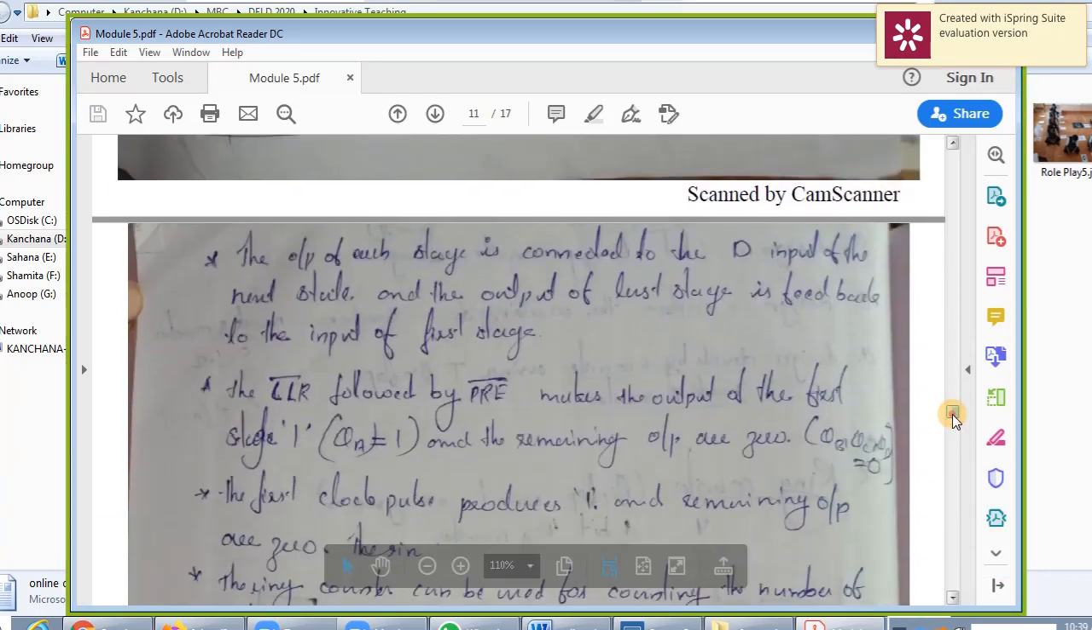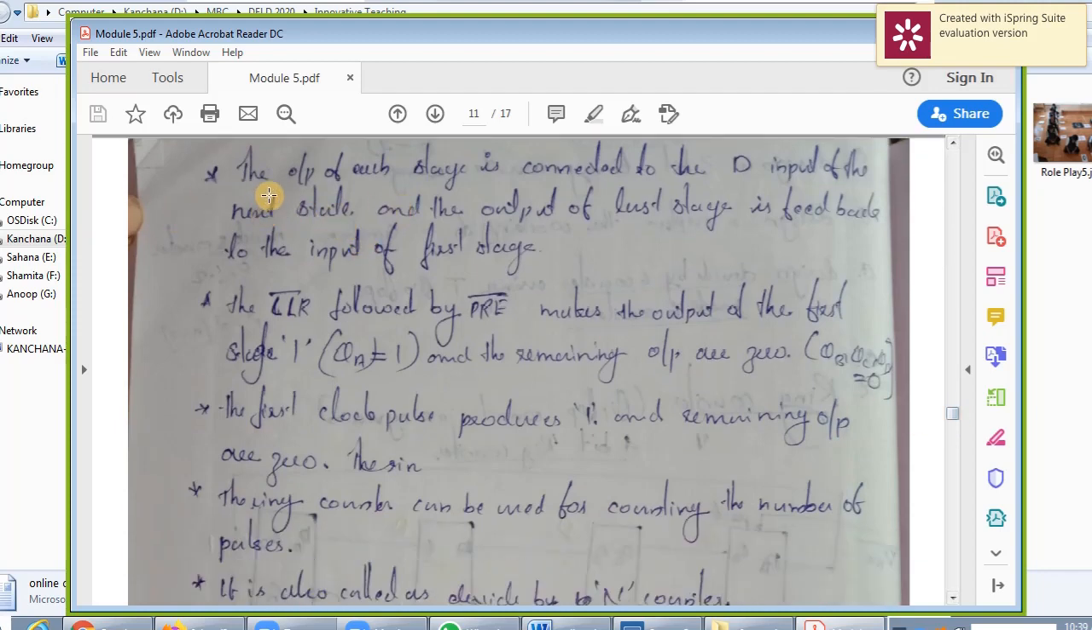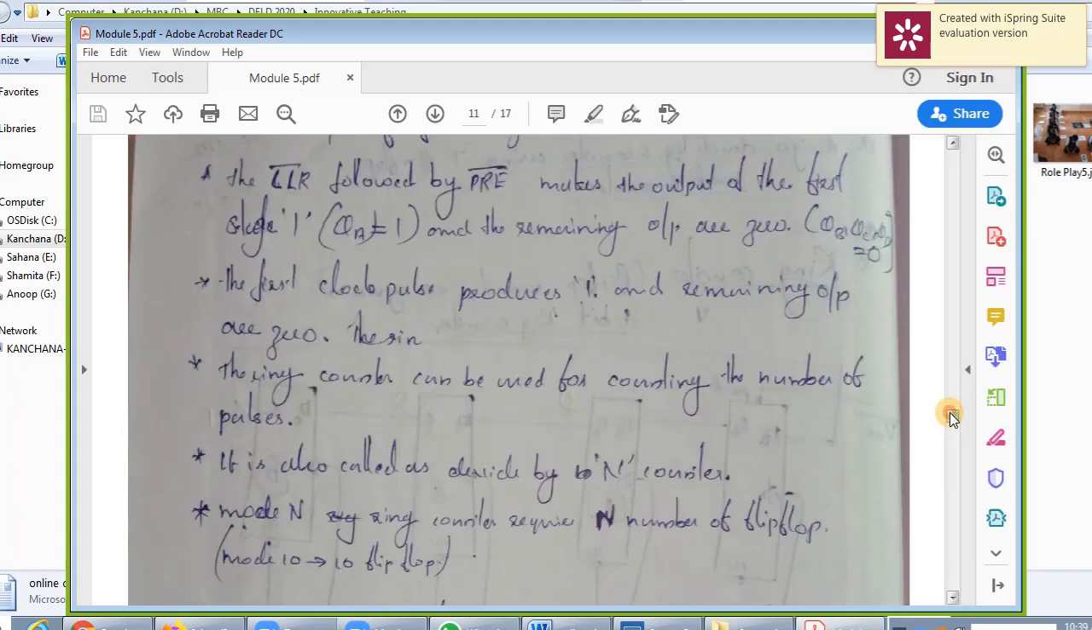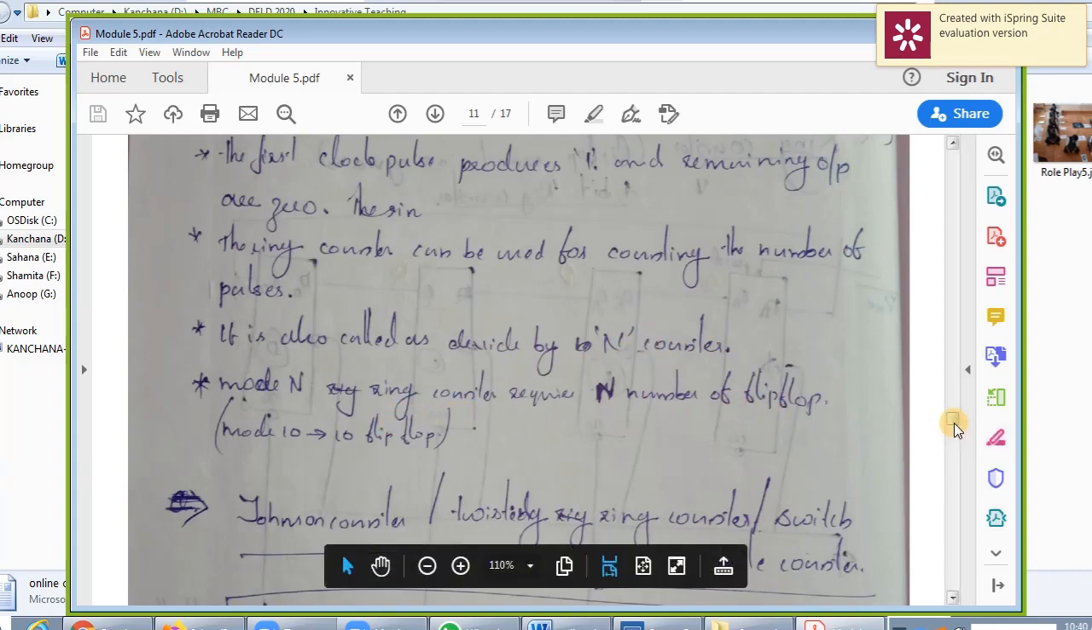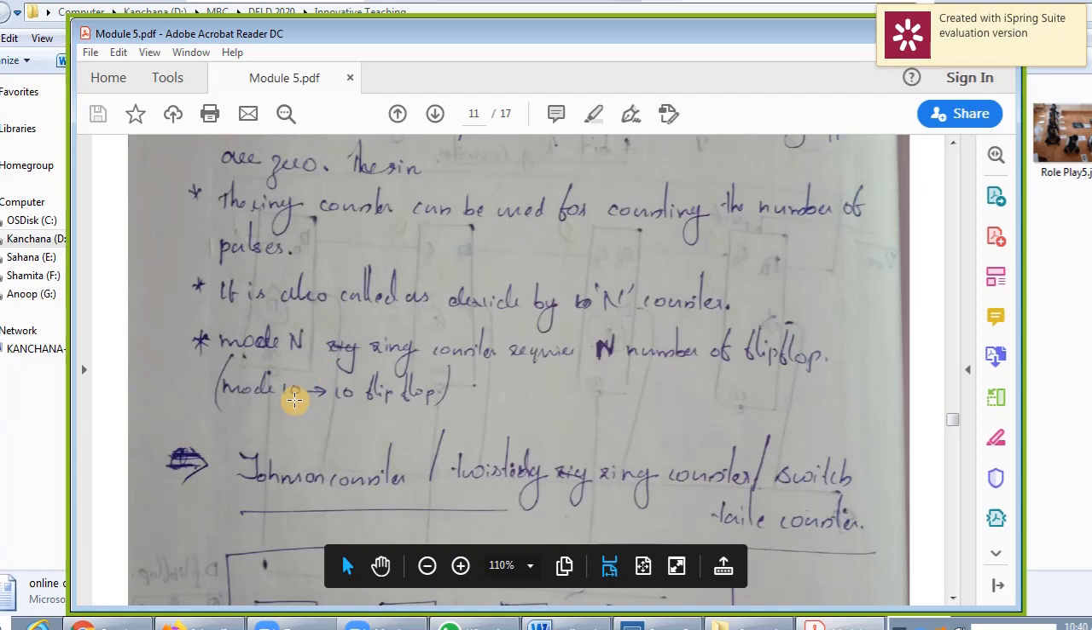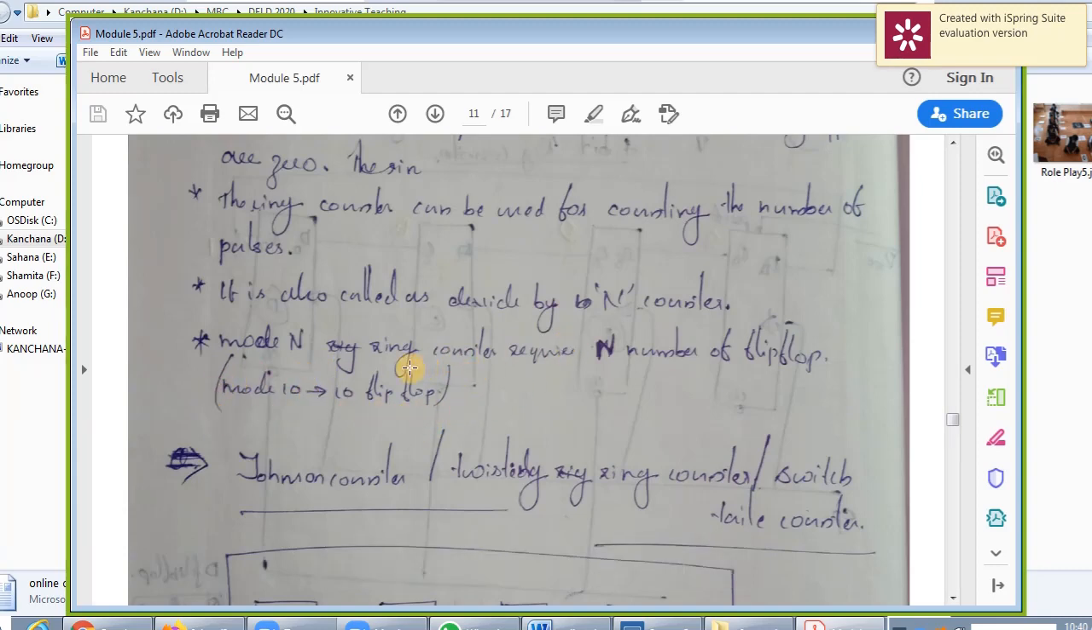So that explanation is given here. Whatever I told, the same thing: the output of each stage is connected to the D input of the next stage, and the output of the last stage is fed back to the input of the first stage. CLR bar means clear bar, followed by PRE bar, which means preset. Using these two pins, we make the first flip flop 1 and the remaining flip flops 0. Then the counter will start for each stage. So this is called a divide by n counter. This is the ring counter. Suppose if it is a mod n ring counter, it means we require n flip flops, for example 10 flip flops.